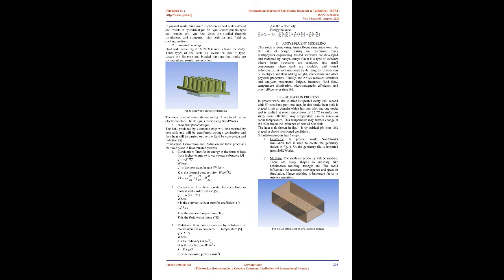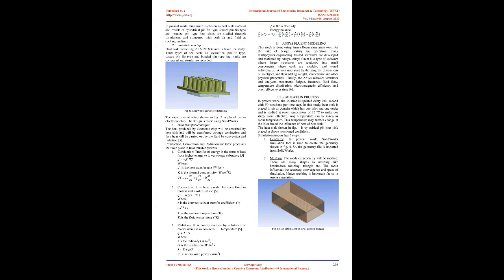The heat produced by the electronic chip will be absorbed by the heatsink and transferred through conduction, and then the heat will be carried out by the fluid by convection and radiation. Conduction, convection, and radiation are 3 processes that take place in the heat transfer process. 5.1 Conduction: transfer of energy in the form of heat from a higher energy to a lower energy substance. 5.2 Convection: heat transfer between a fluid in motion and a solid surface.